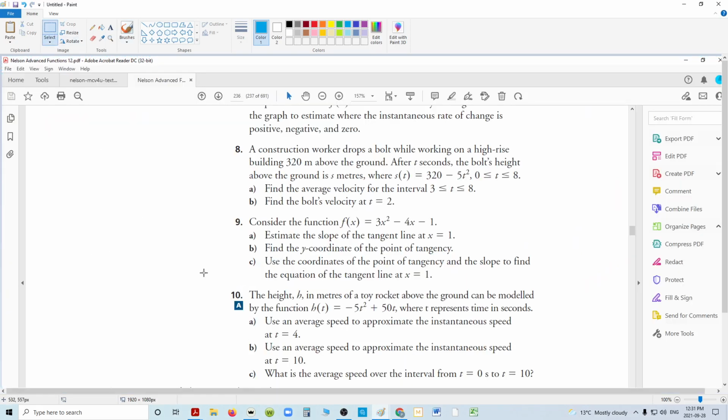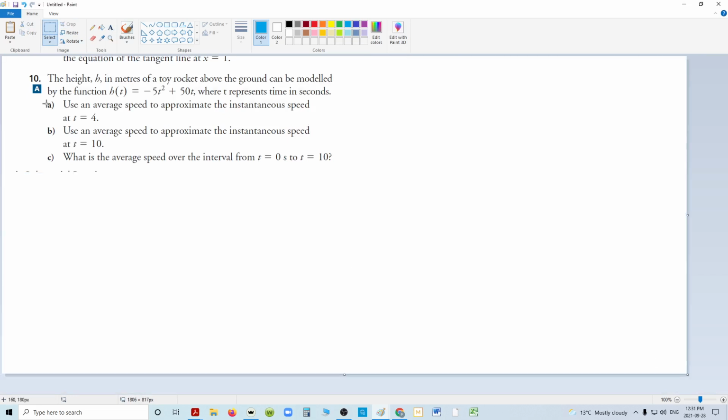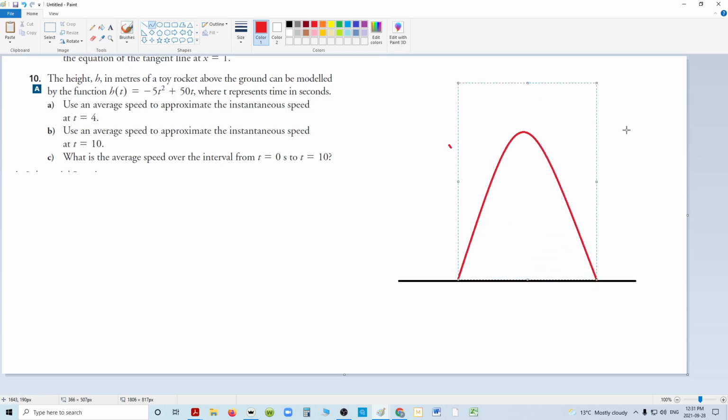Number 10, the height of a toy rocket on the ground. So, right away, if this is a toy rocket taking off, I can almost guarantee you that it's going to be represented by an upside down parabola, like this. I can also guarantee you that sometimes they won't care about some sides of it. So sure enough, it's an upside down parabola. I want you to factor out t here. Even minus 5t, I'm going to factor out.